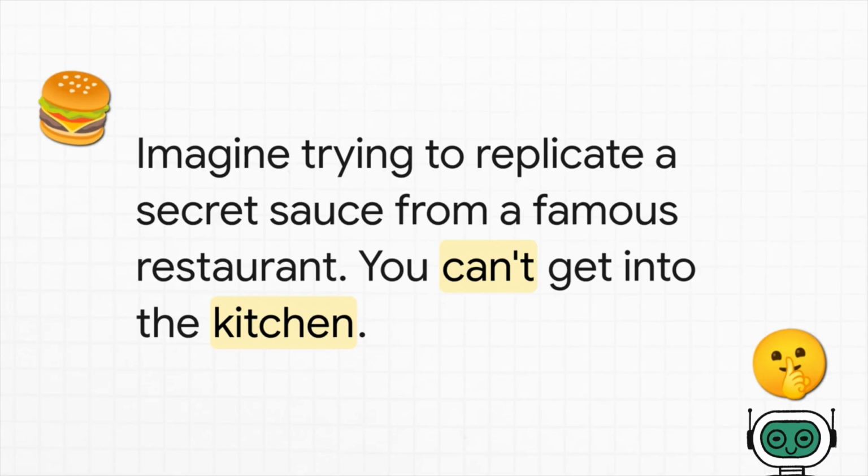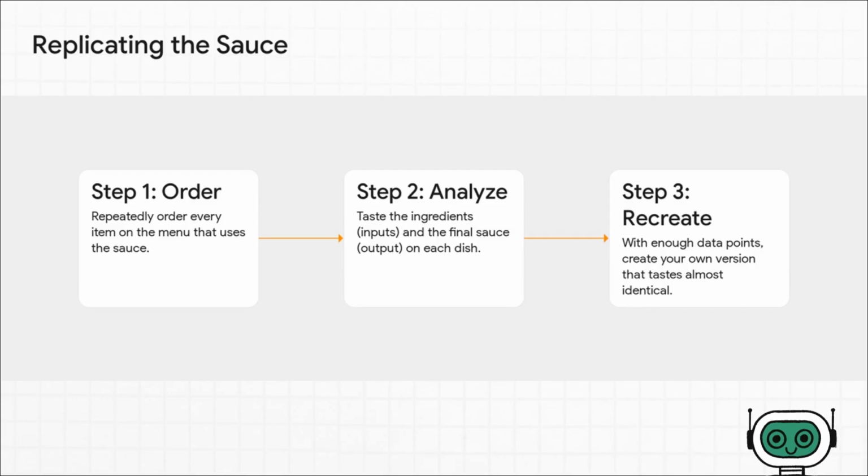Okay, so imagine this. There's a secret sauce you want to replicate. The kitchen is totally off limits. It's a black box. The only thing you can do is go to the restaurant and order from the public menu. So what do you do? Well, you'd become their most dedicated customer. You'd order every single dish that uses that sauce, you'd carefully analyze the ingredients on the plate, those are your inputs, and then you'd taste the final sauce. That's your output. After you've done this enough times, you've built a pretty big data set of these input-output pairs. And with that data, you can start to reverse engineer a recipe that tastes almost exactly the same.